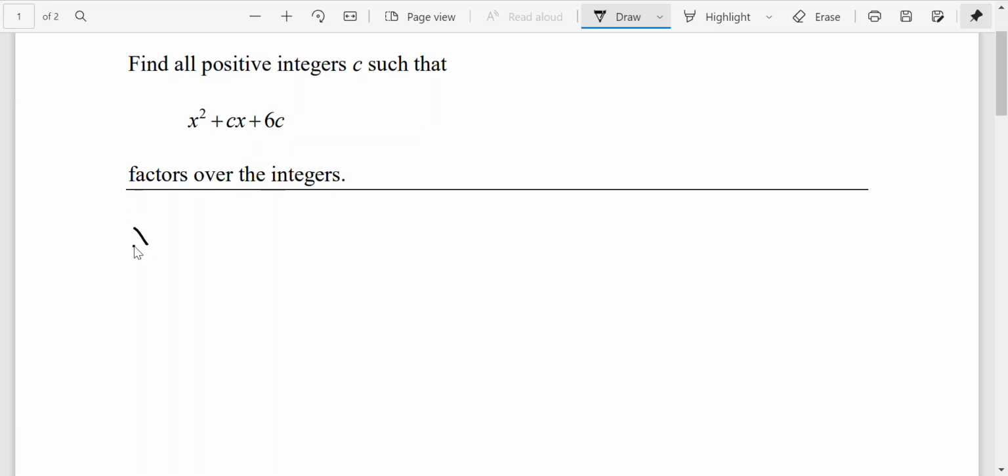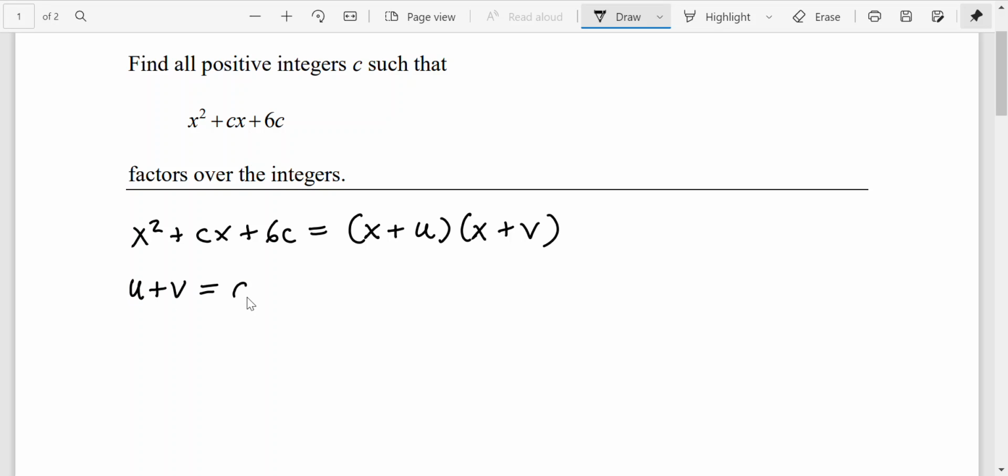Okay, if this quadratic polynomial factors over the integers, then that means it can be written in the form x plus u times x plus v for some integers u and v. Now if I expand out the right-hand side and then equate the corresponding coefficients, I find out that u plus v must equal c and u times v must equal 6c.